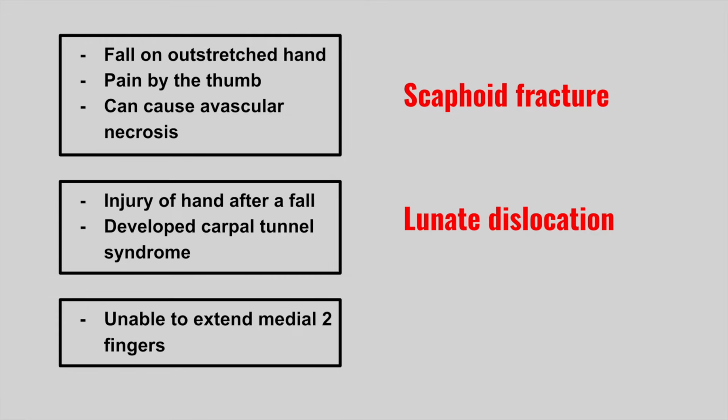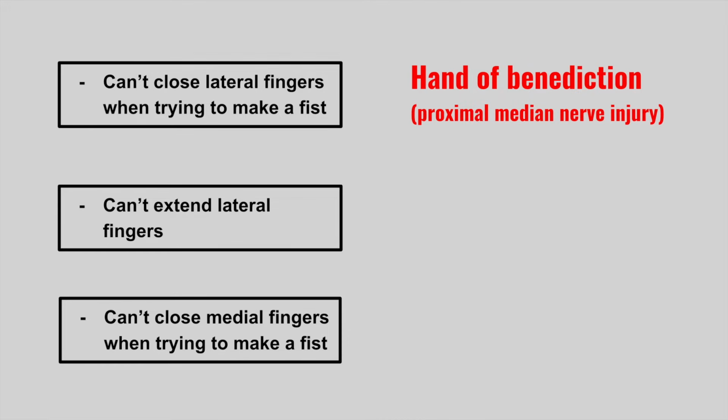Next, the patient is unable to extend the medial 2 fingers, and this is due to an ulnar claw caused by a distal ulnar nerve injury. Now we have a patient that can't close their lateral fingers when trying to make a fist. So this is hand of benediction due to a proximal median nerve injury.